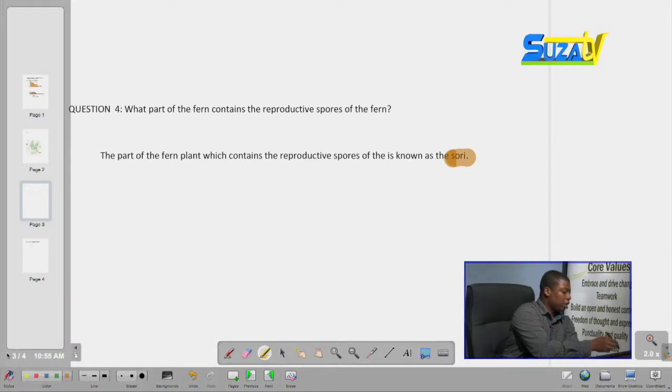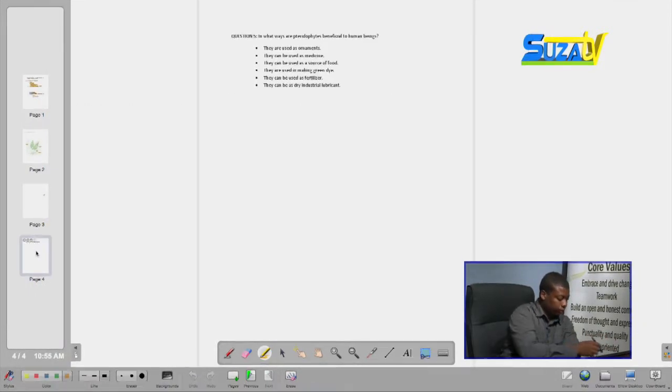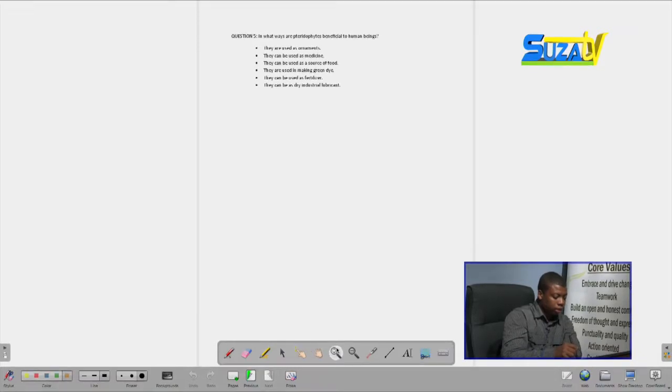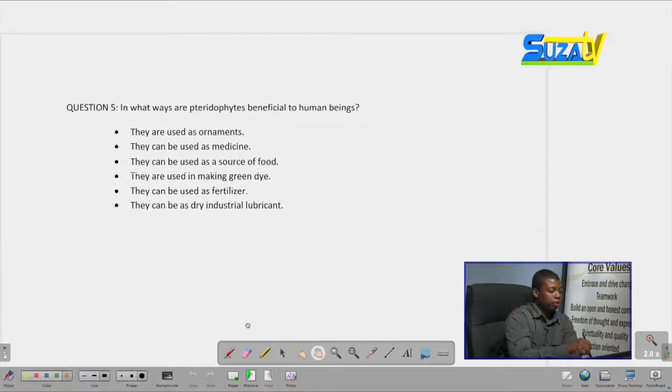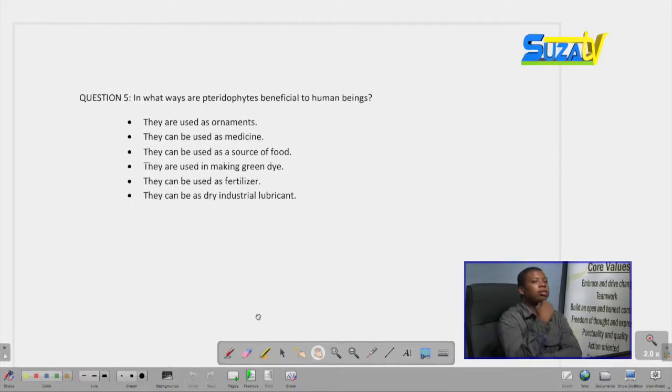And finishing off with our last question for the day, we're asked to mention, in what ways are pteridophytes beneficial to human beings? In looking at a question like this, it's simple also. It just wants us to mention the advantages of division Pteridophyta or division Filicinophyta. So, we're asked to mention what are their advantages. So, you can answer it like this.